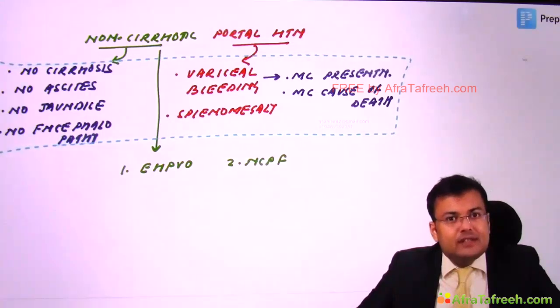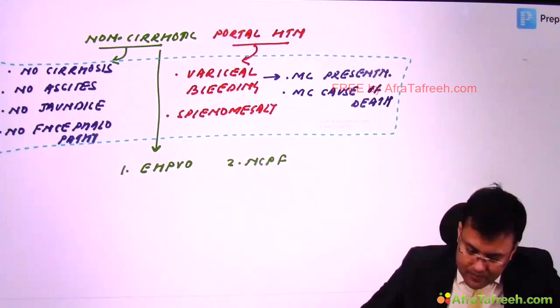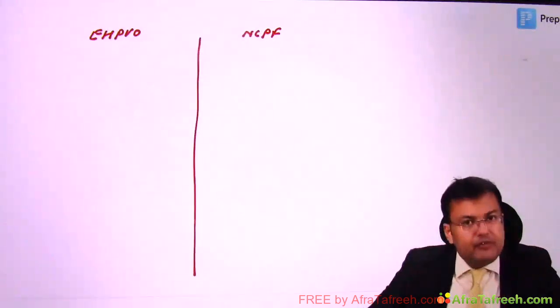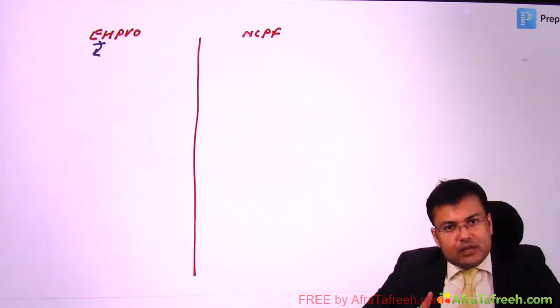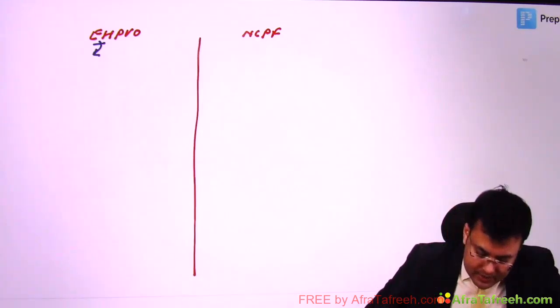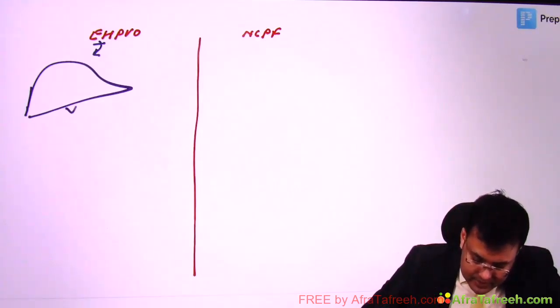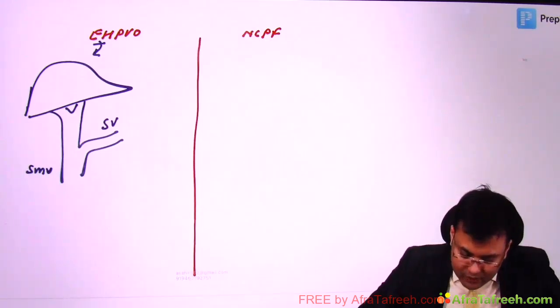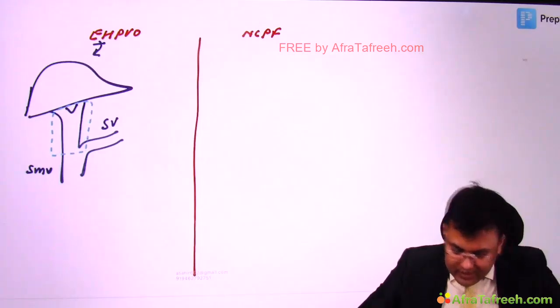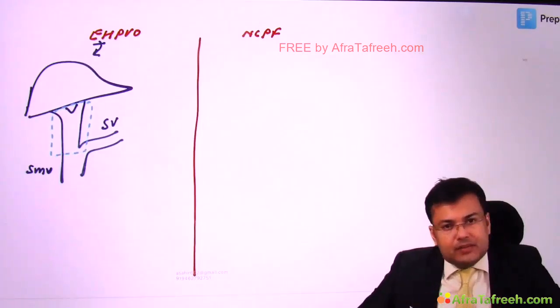Right? Now see the differences. So if you see the differences, EHPVO and NCPF, right? Now break it. What is the full form of EHPVO? Extrahepatic. It means the obstruction is there in the portal vein, but this obstruction is outside the liver. Okay, see, this is the liver, this is the portal vein, right? This is the splenic vein, this is the superior mesenteric vein. Okay, what is the extent of portal vein outside the liver? This much portal vein is outside the liver. So the obstruction will be in this particular part only.